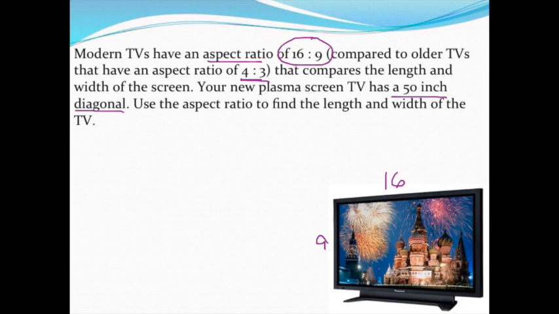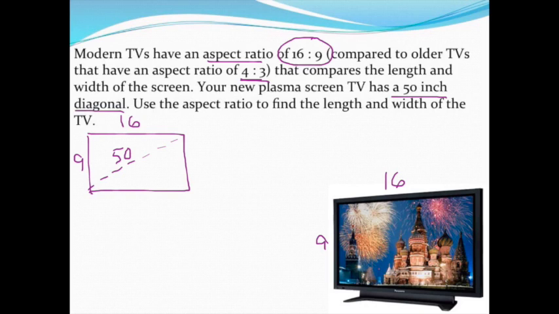Okay? So even though we have a picture of the TV down there, I'm going to just draw a rectangle on the side here. I'm going to add in the diagonal. So there's the 50-inch diagonal. And then I'm going to label the sides 16, and I'm going to label the other side 9.